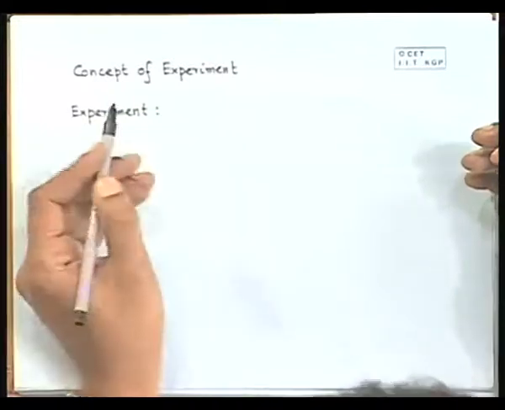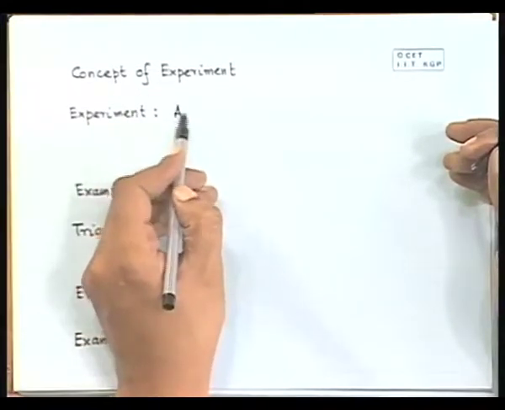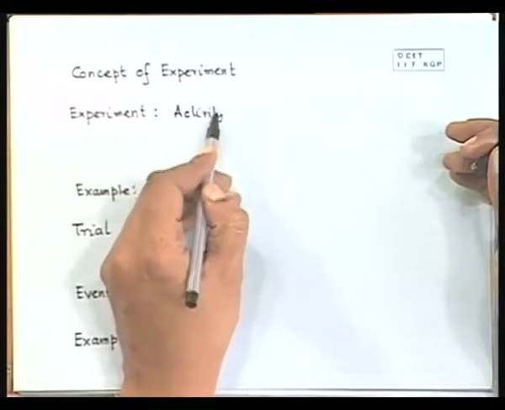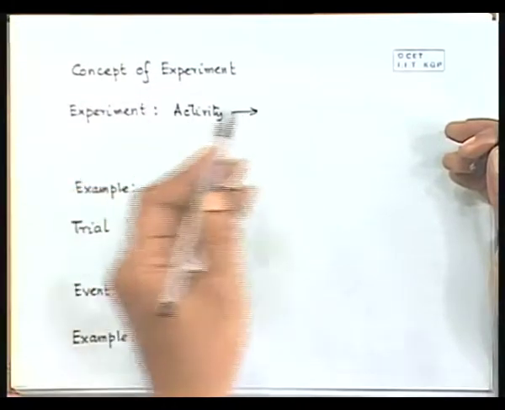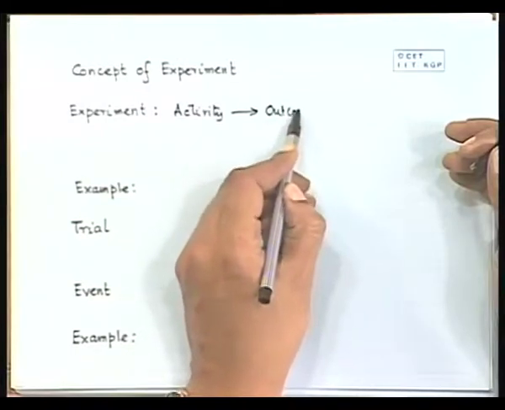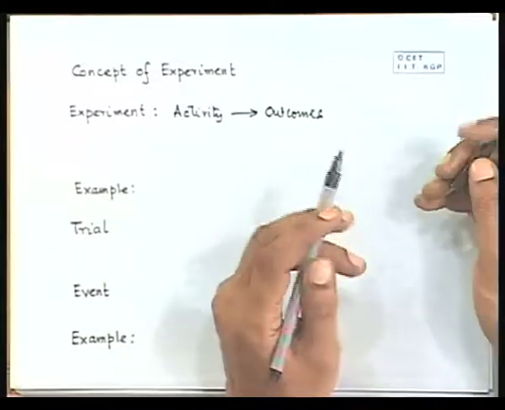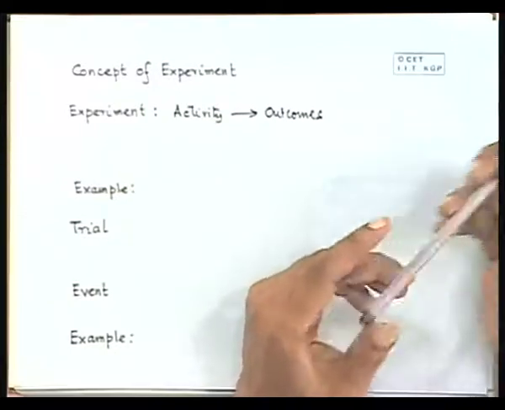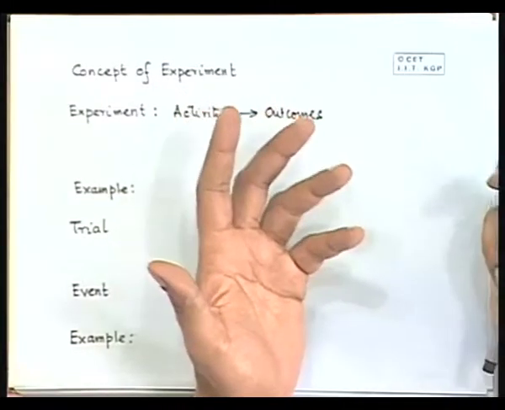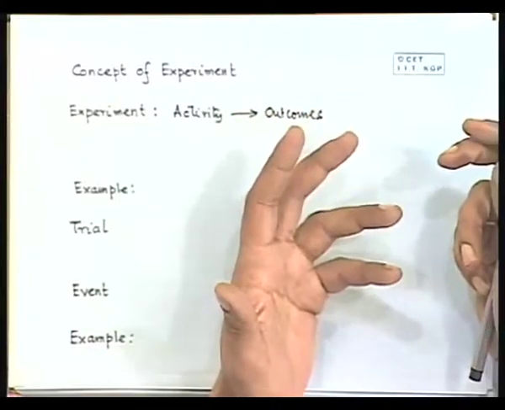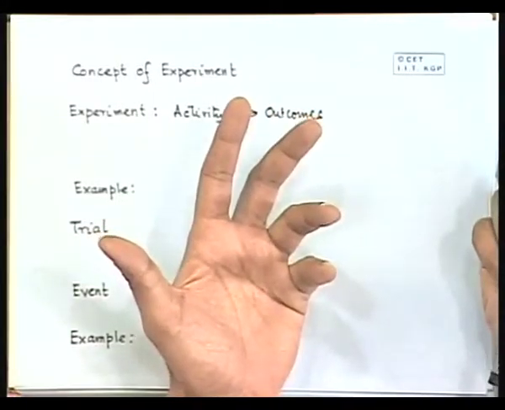We will give a generalized description saying that an experiment is nothing but an activity that generates outcomes. For example, if you toss a coin, that's an activity. So you get either head or tail, that's an outcome, right? So this experiment has two outcomes. Similarly, if you toss a die, you will get 6 outcomes. If you measure a temperature in a room, you may get an infinity of outcomes.